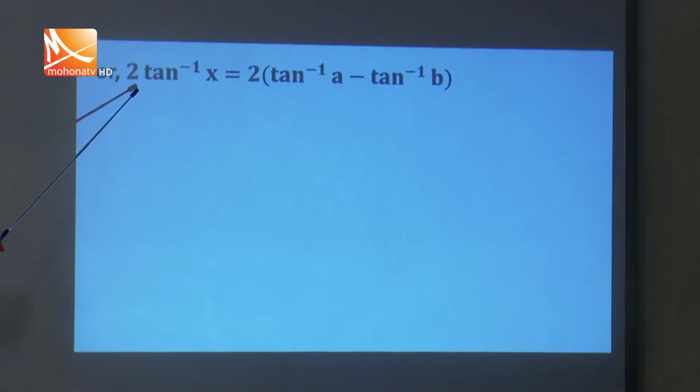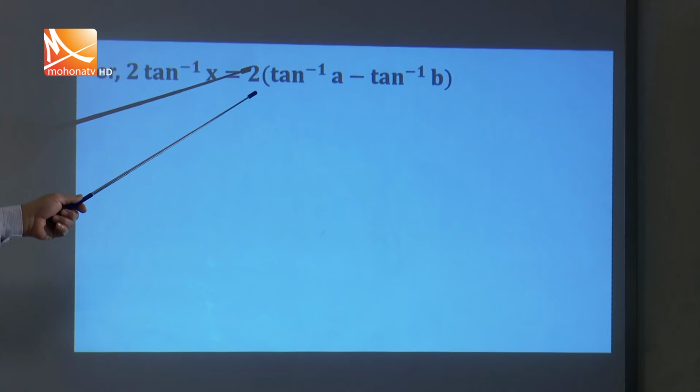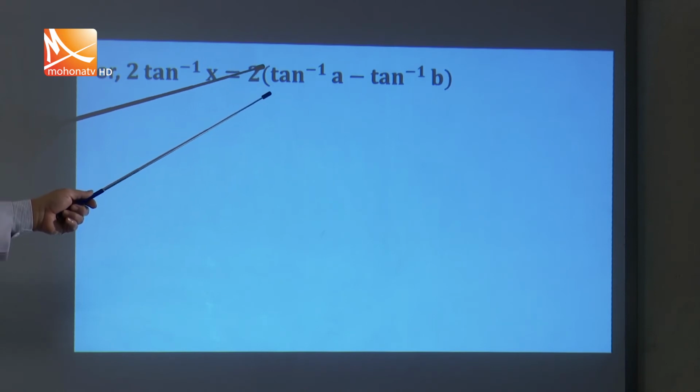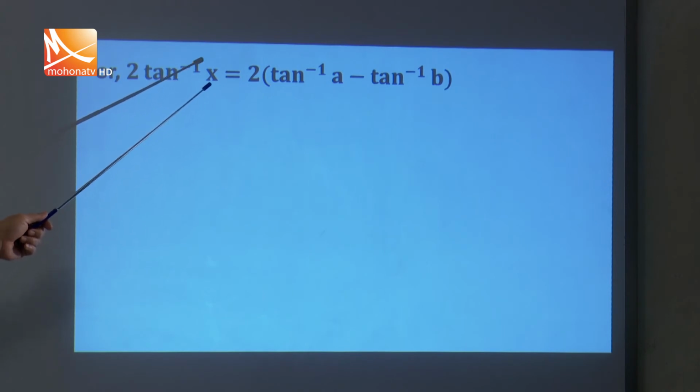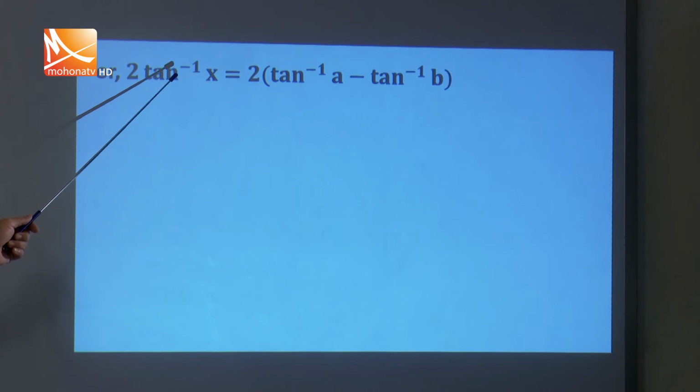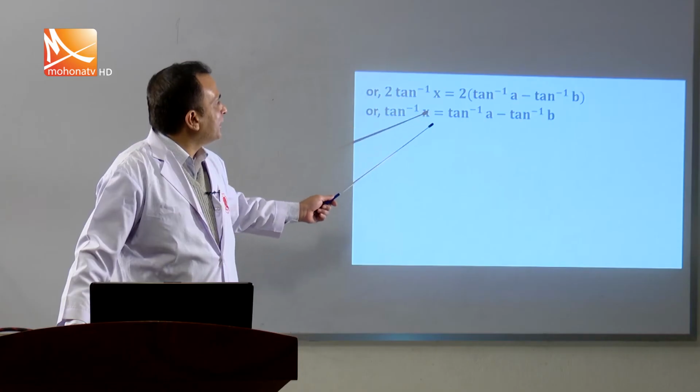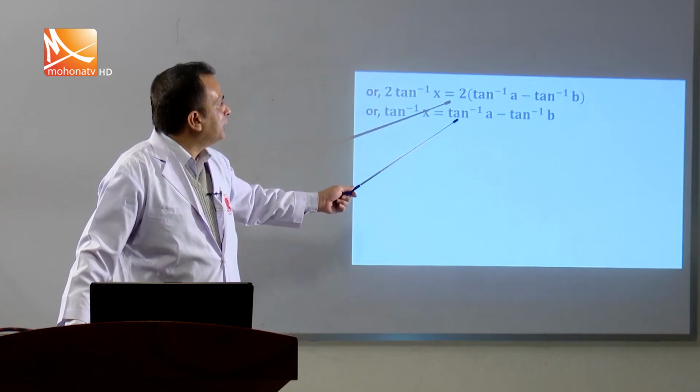Okay, then you just see that 2 tan inverse x equals 2 into tan inverse a minus tan inverse b. We take 2 common from the right hand side, and then we interchange the left hand side and right hand side. If we divide both sides by 2, then we will get tan inverse x equals tan inverse a minus tan inverse b.